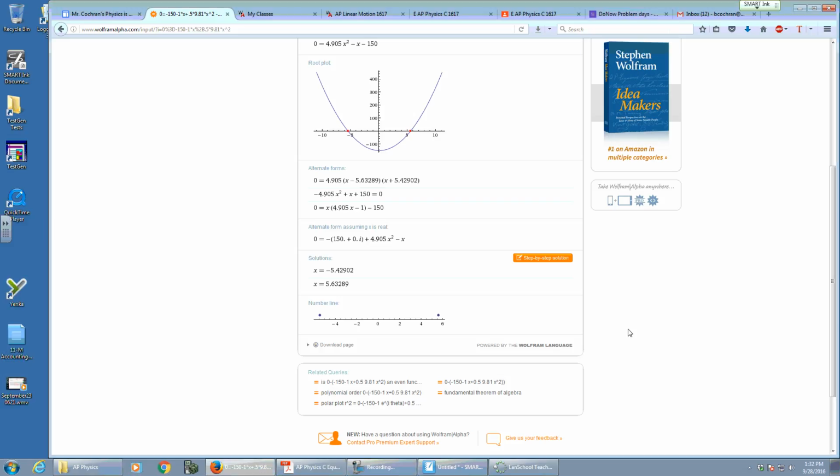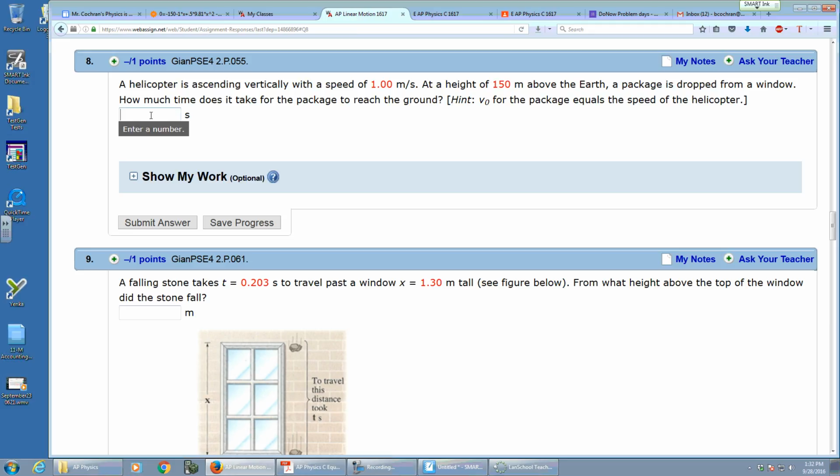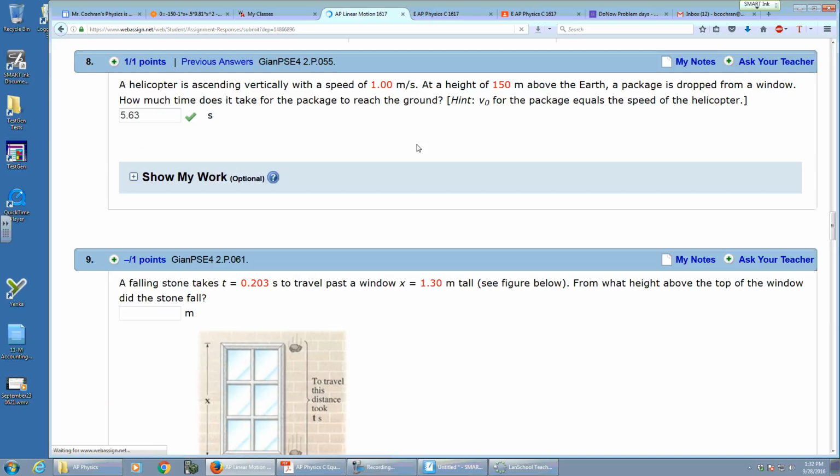All right, so I use Wolfram. Of course, you get 2 answers. I'm going to use the positive one, right? So 5.63. Let's see if that's right. It doesn't do that. Kind of neat though, if you get it right, you get the rocket call.